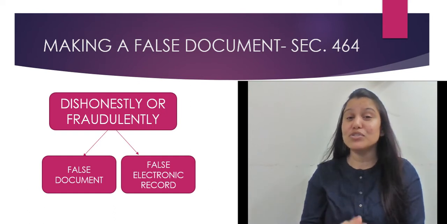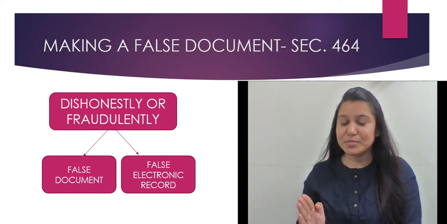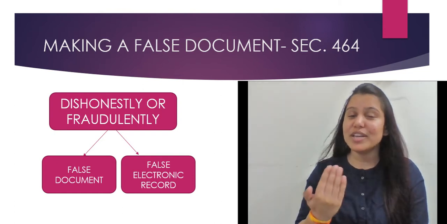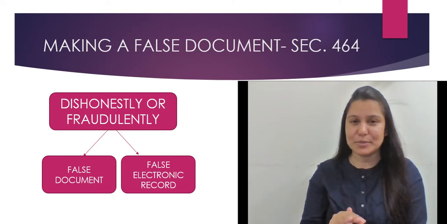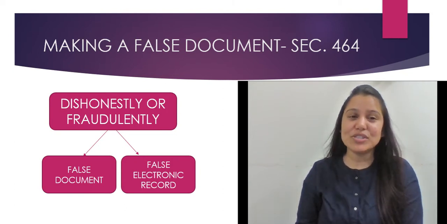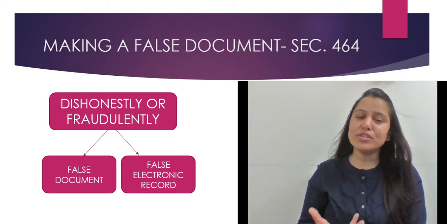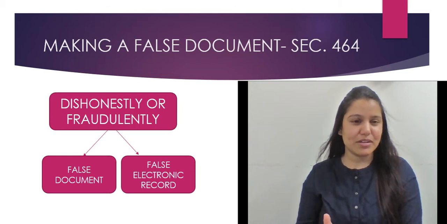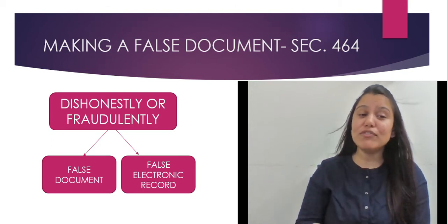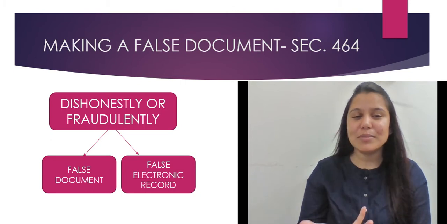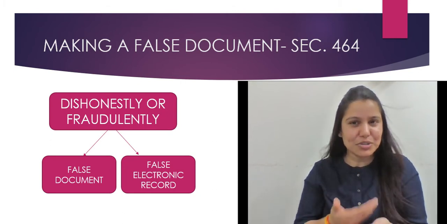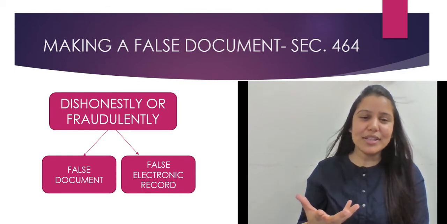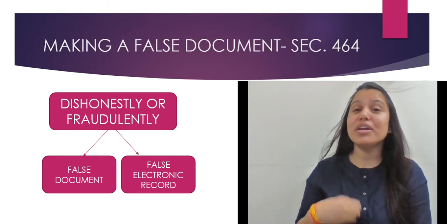Forgery is defined under section 463 of the Indian Penal Code, whereas right now we are reading making a false document, which is under section 464 of the Indian Penal Code. Now what the section says is there should be a dishonest or a fraudulent intention. Any of these two could be there. And the making of a false document could be a false document as in the hard document, the paper that we can see.